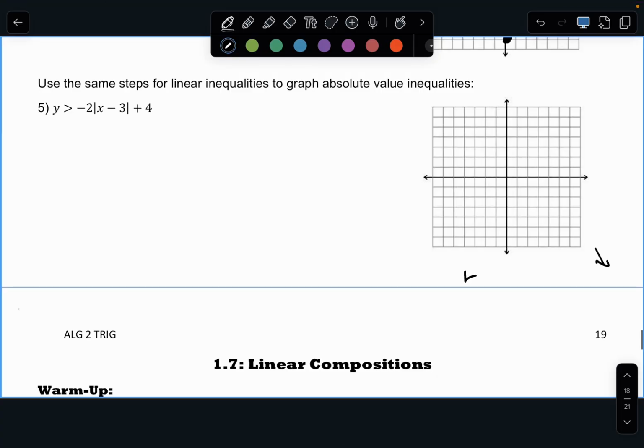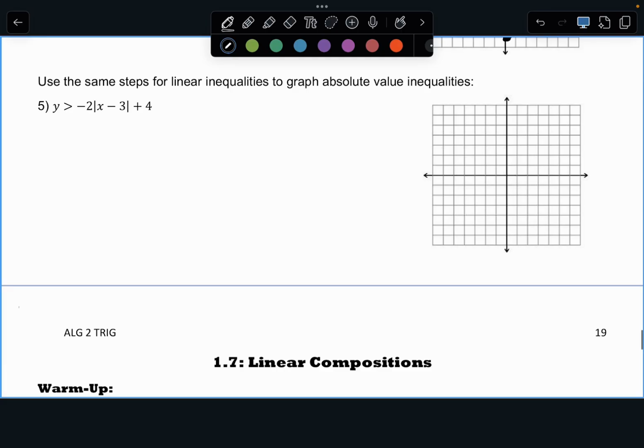Our last thing for our actual notes today is inequalities. Just like how we had linear equations and inequalities, we also have absolute value inequalities that we can graph. When we graphed linear inequalities, these were our steps. Step 1, we graphed something called the boundary line. If we remember, the boundary line is just this equation with an equal sign instead. We graphed the boundary line.